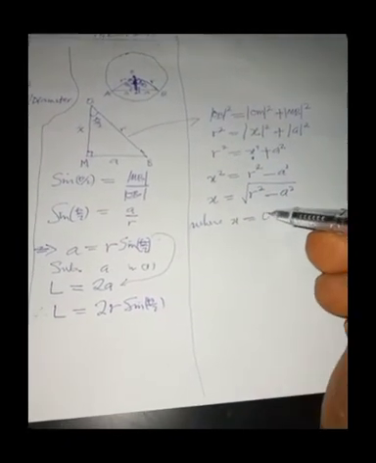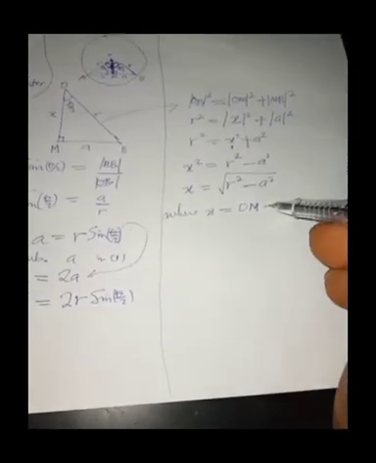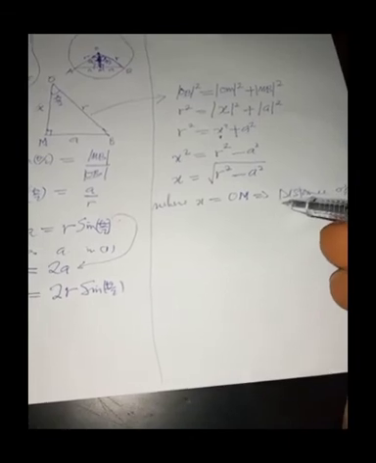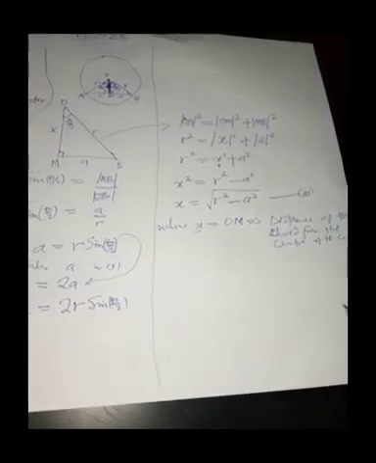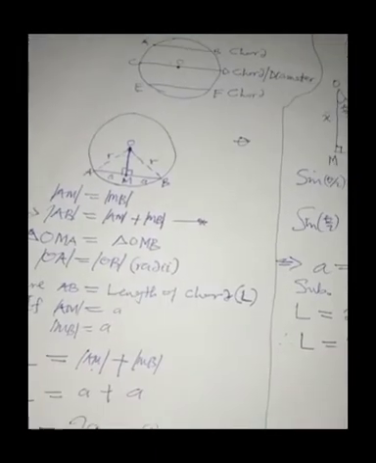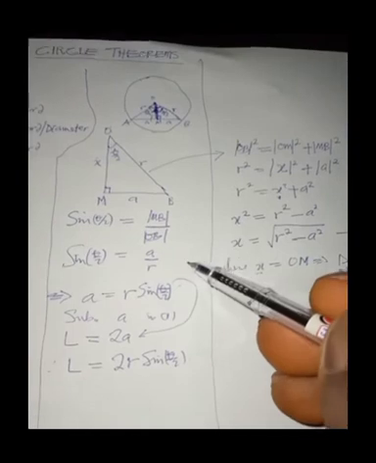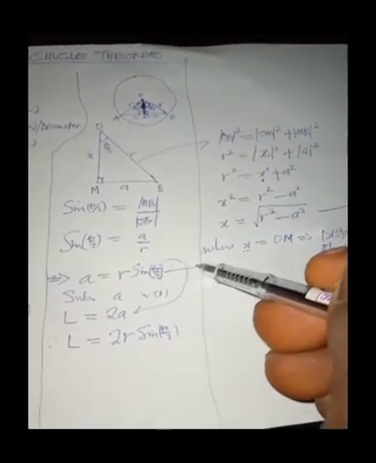Where S is OM, which stands for the distance of the chord from the center of the circle. That is what this S stands for. Now, this is equation 3. Now, equation 1, equation 2, which is this. This is equation 2.